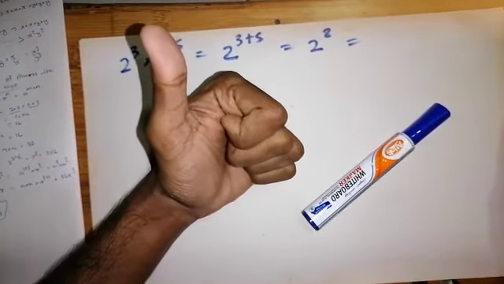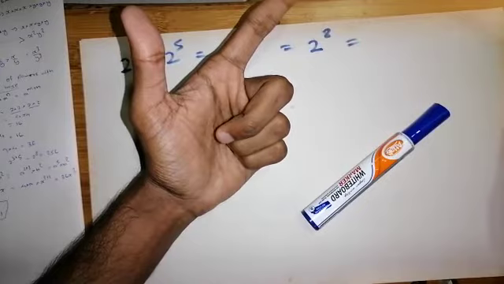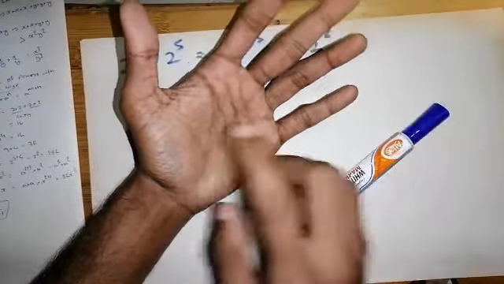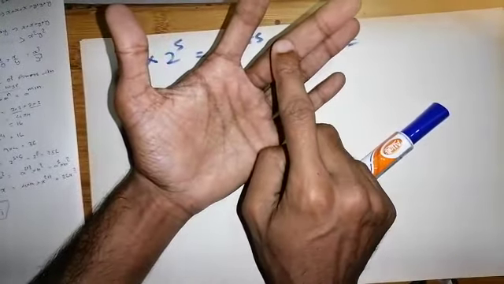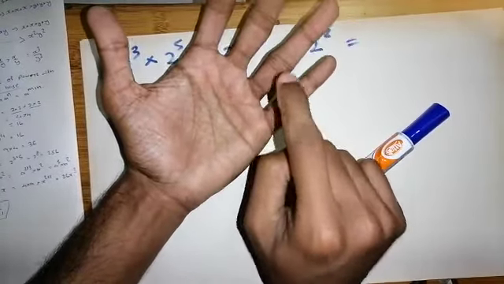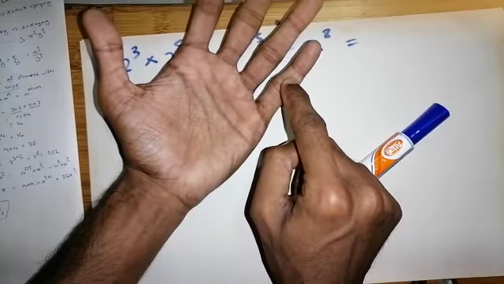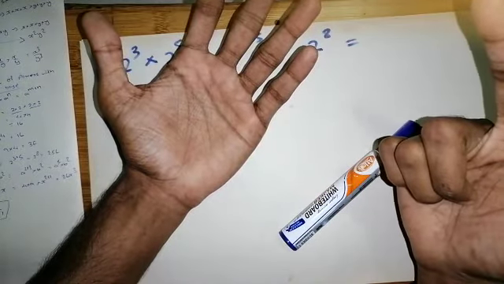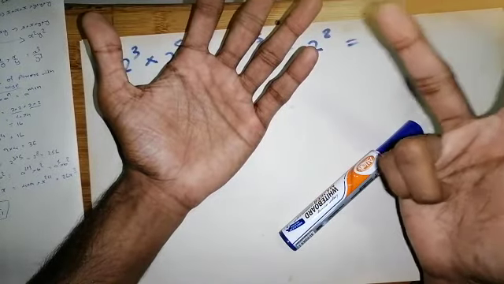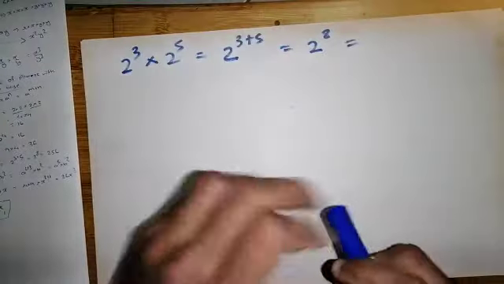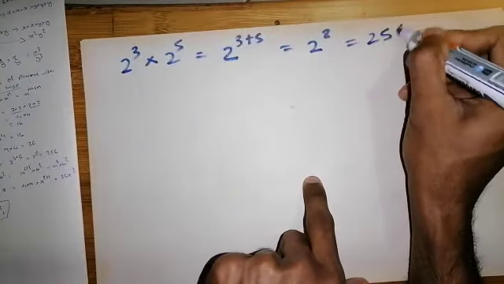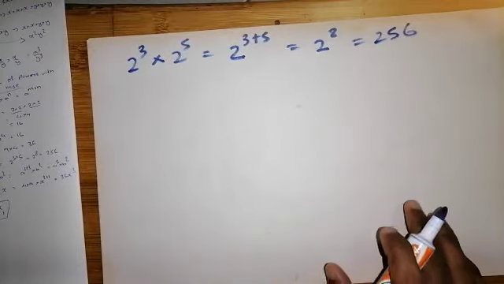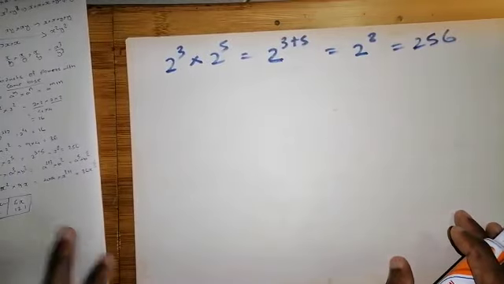So 2 to the power 1, that is 2. 2 to the power 2, that is 4, that is 2 into 2. We can easily remember up to 2 to the power 5. 2 into 2, 4. 4 into 2, 8. 8 into 2, 16. 16 into 2, 32. 32 into 2, 64. 64 into 2, 128. 128 into 2, 256. So 2 to the power 8 is 256. So you can easily understand this law.